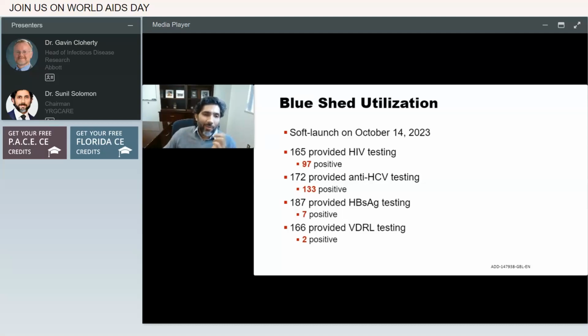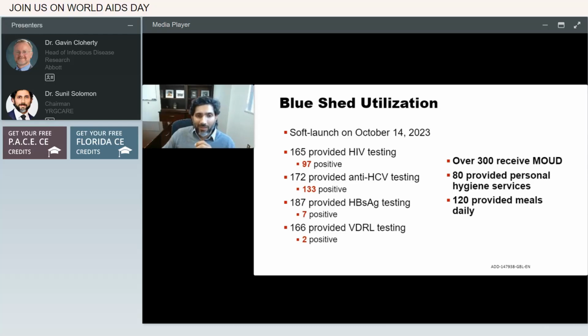Just to give you some quick numbers, it has been running for 6 weeks. Almost 60% of the clients who have been registered are living with HIV. Hepatitis C is almost 75% of the clients. About 7 people screened positive for hepatitis B, and a few for syphilis as well. But I think what was even more striking was that almost 80 people were provided with personal hygiene services. We're providing about 120 to 150 meals for people who are coming there every day. So again, this model is not perfect. We don't have everything in here, but we have to start somewhere. We cannot let perfection be the enemy of good.